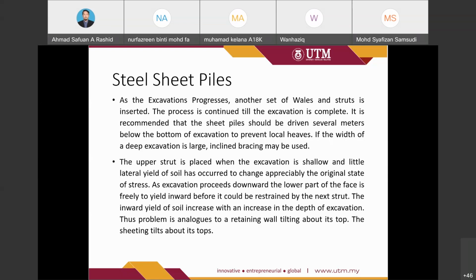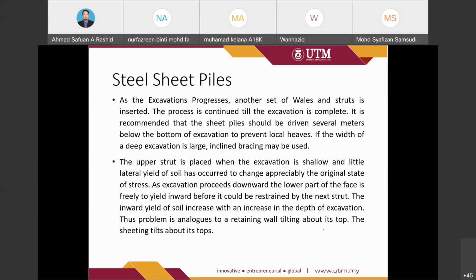As the excavation progresses, another set of wale and strut is inserted. The process continues till the excavation is complete. It is recommended that the sheet pile should be driven several meters below the bottom of the excavation to prevent local heave. If the width of the excavation is large, inclined bracing may be used, the same as the rakers that we have discussed.